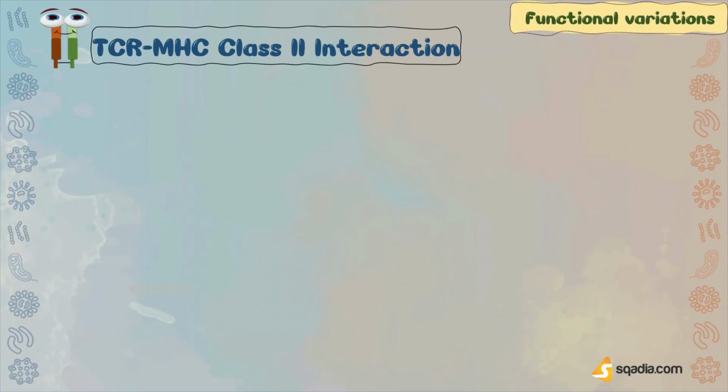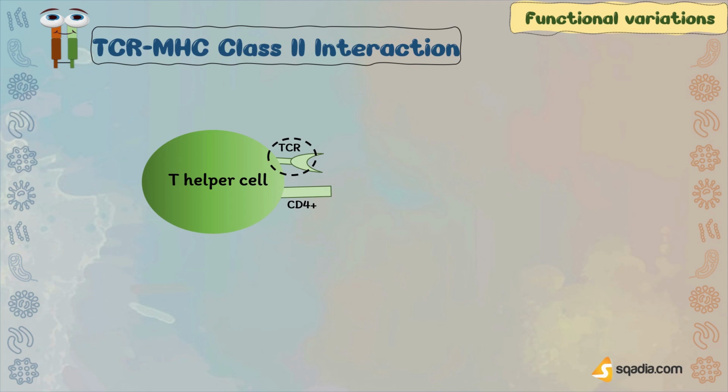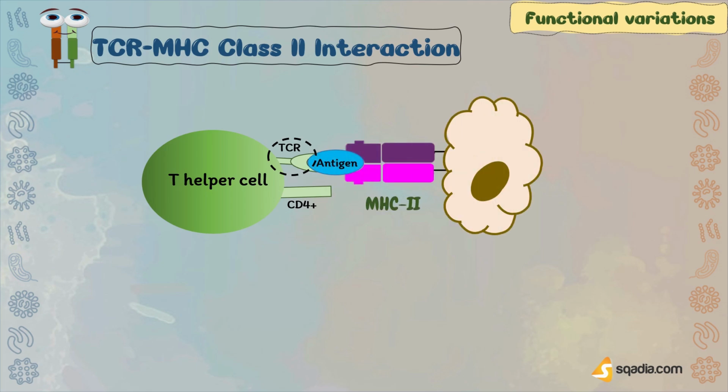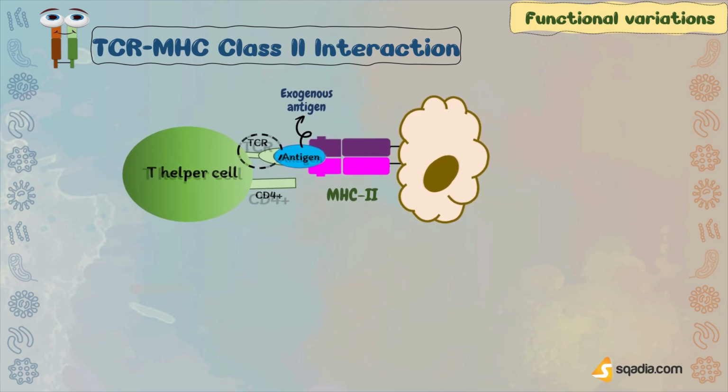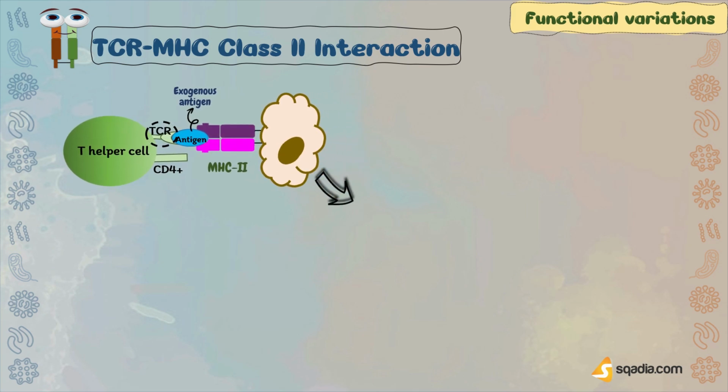Now, let's look at TCR-MHC class 2 interaction. Now, here the subset of T cells involved is helper T cells, which are also known as CD4+ T cells. These cells express TCRs that interact with antigens presented by MHC class 2 molecules. And the antigen presented by class II molecules are the exogenous antigens. And these exogenous antigens are derived from extracellular pathogens that have been engulfed and processed by APCs.